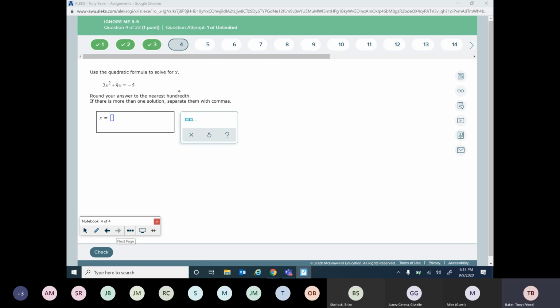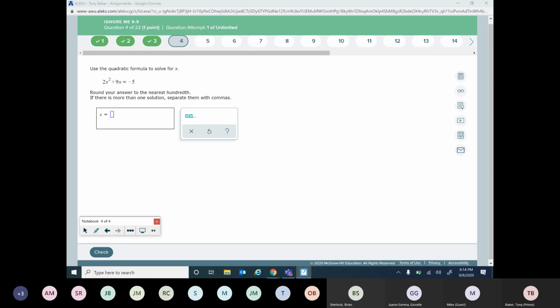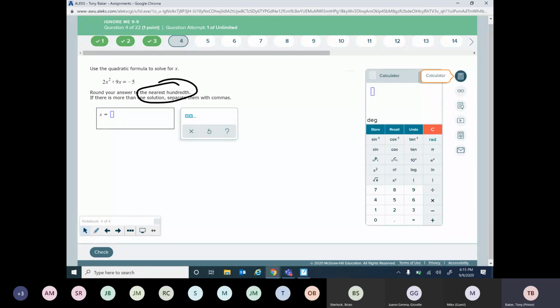Now this one, it says round to the nearest hundredth in the problem. So this one's going to make it a decimal. So if you want to use Desmos, or the graphing calculator or the calculator that they give you, you can type the whole quadratic formula in one shot.